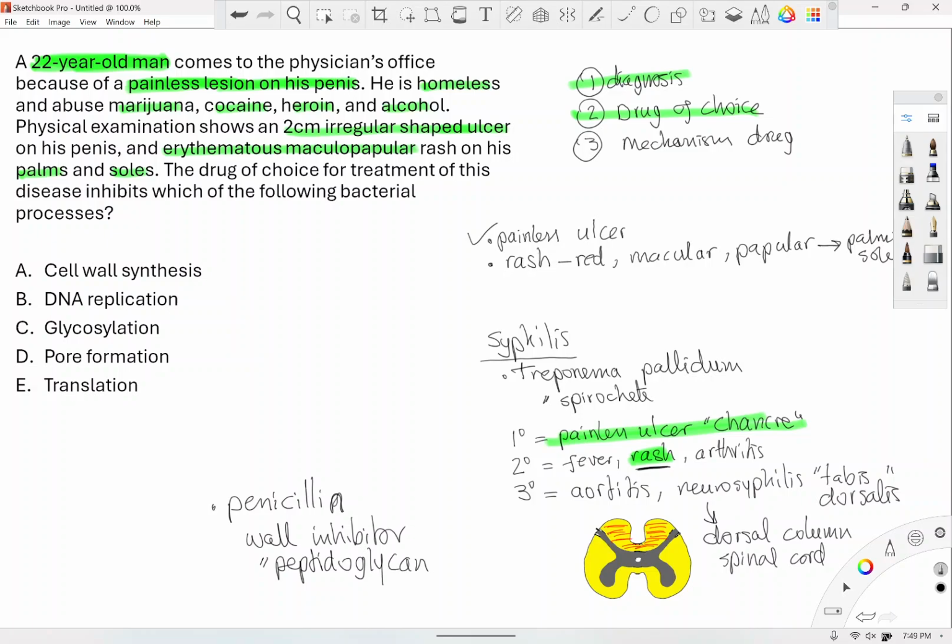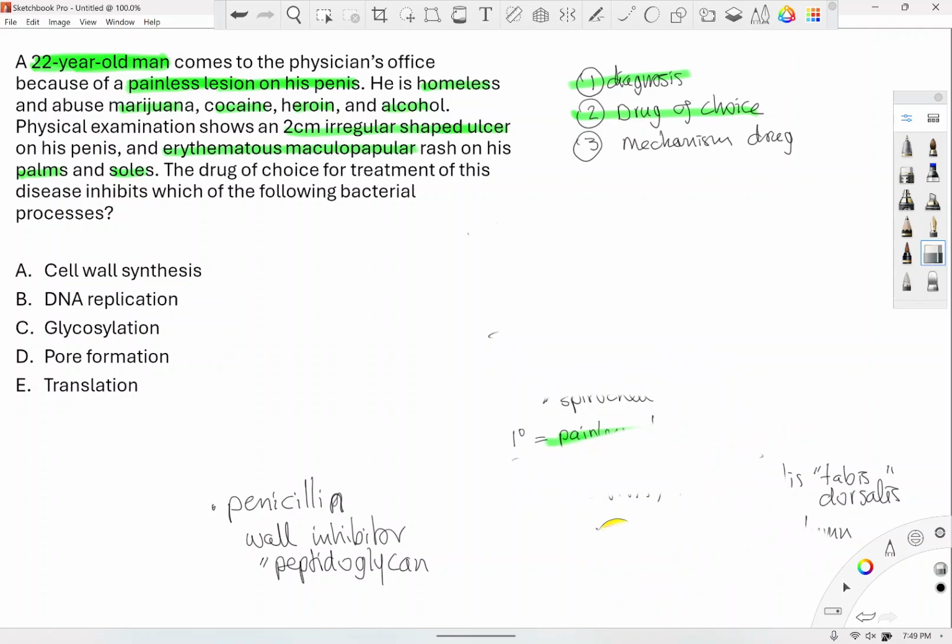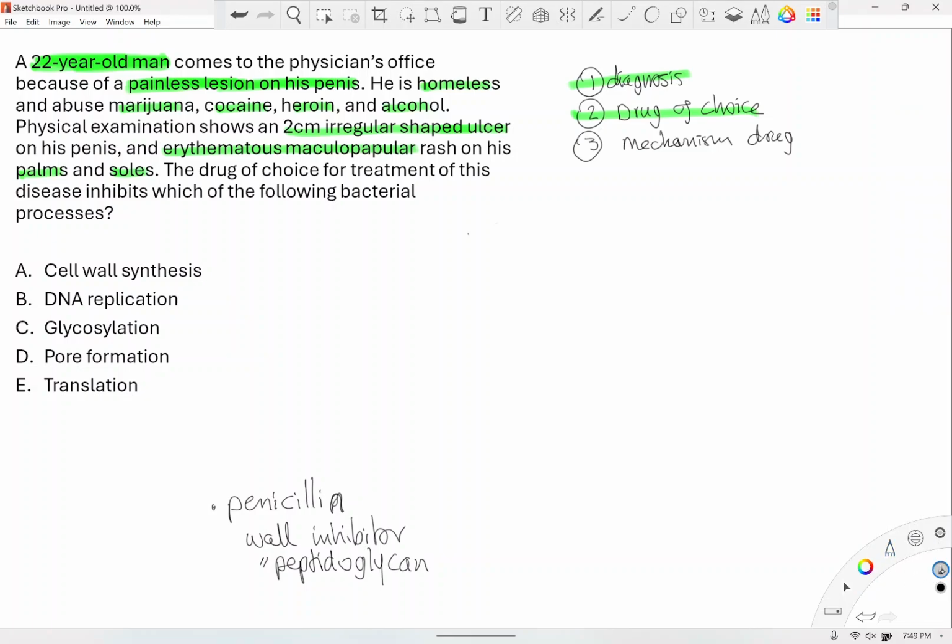Peptidoglycan. Okay, it's made of peptidoglycan. We diagnosed this already, so I'm going to erase all of this. And we know the drug of choice. Then let's go here. The peptidoglycan is made of something called N-muramic acid.